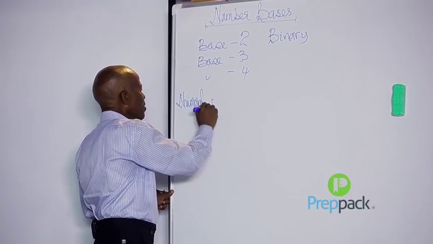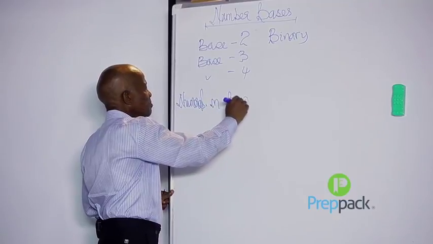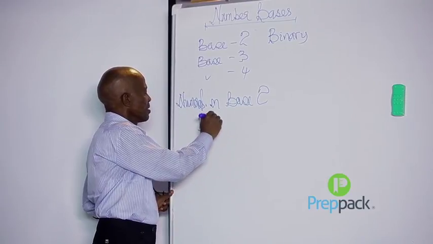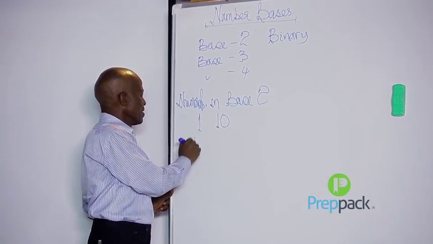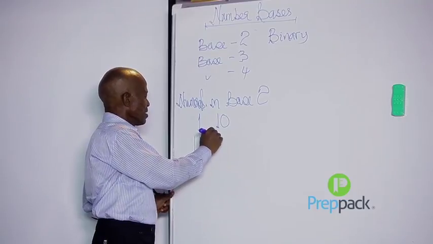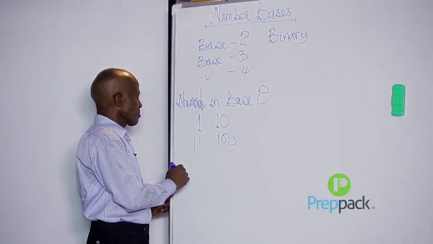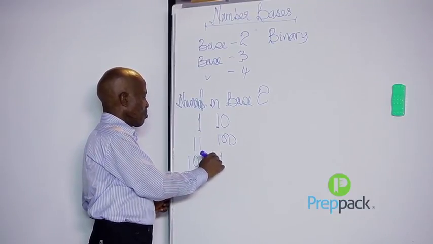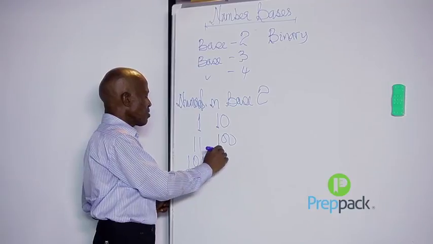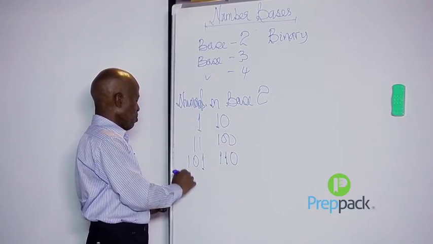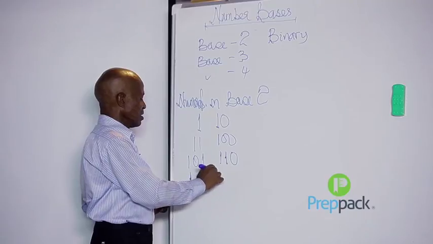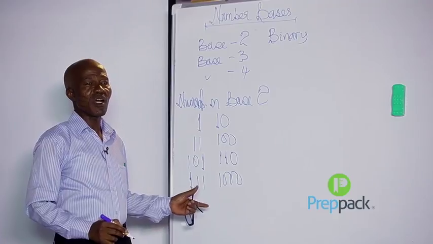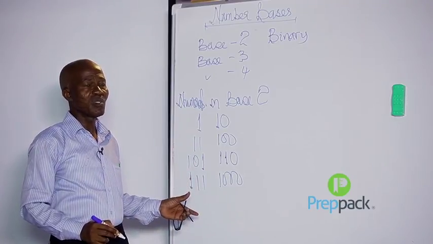In base 2: 1, 10, 11, 100, 101. This is 110, 111. This is 1,000. That's numerals in base 2.